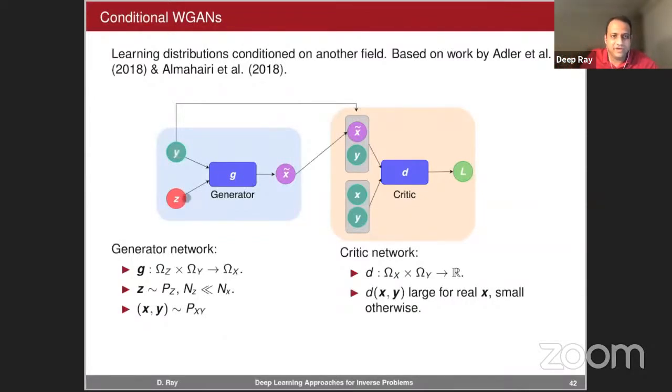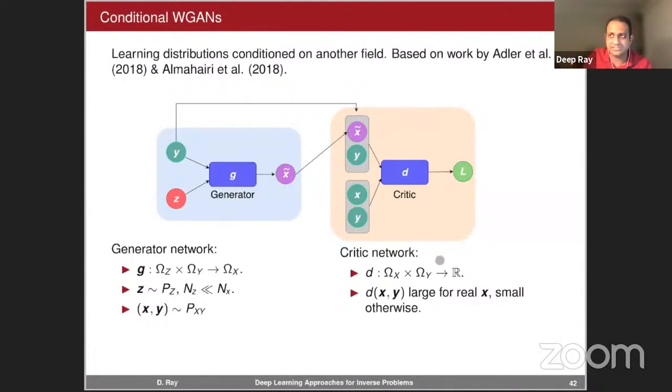So you feed in the Y and the Z to the generator, and the generator again gives you a fake X tilde. Then the critic, instead of trying to simply distinguish between fake X tilde and true X, will try to distinguish between fake joint pairs and true joint pairs, where the Y for the joint pairs will always be the true Y. What will be fake is the X component of the joint pair. So the critic will take as input something from omega X cross omega Y, and for true samples XY, it'll try to output a large value, and whenever it's not a true sample, it'll try to output a small value. So it's going to try to distinguish between fake and true joint pairs.